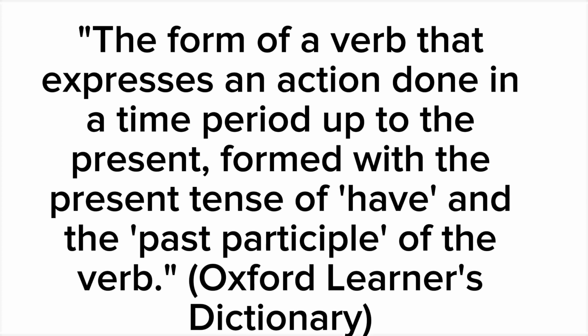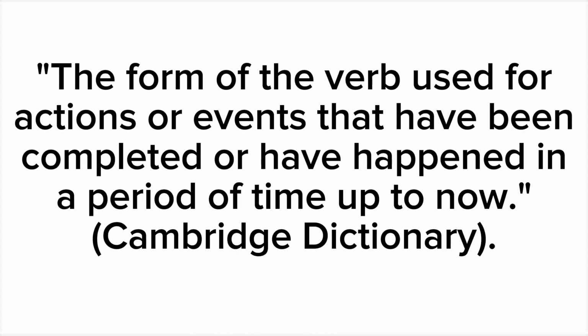Oxford Learner's Dictionary defines present perfect tense as the form of a verb that expresses an action done in a time period up to the present, formed with the present tense of have and the past participle of the verb. Cambridge Dictionary, on the other hand, defines present perfect tense as the form of the verb used for actions or events that have been completed or have happened a period of time up to now.